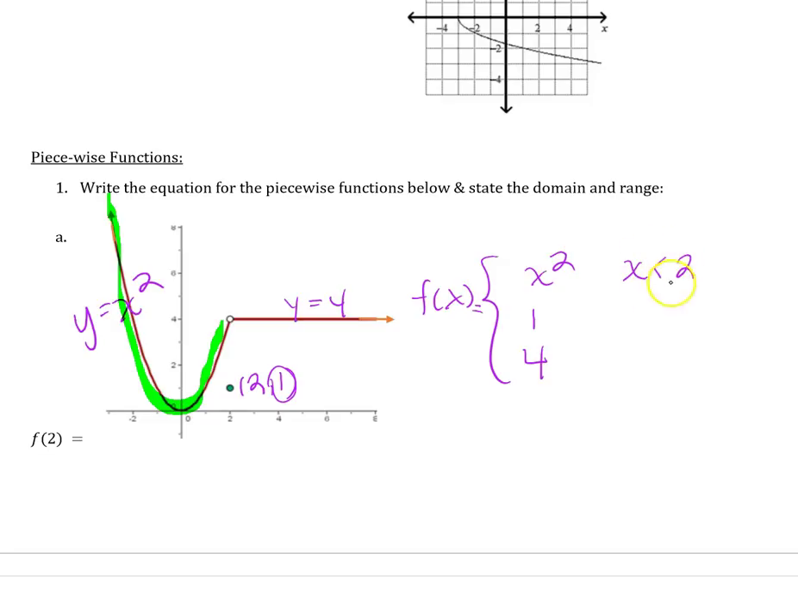Notice I used the less than symbol, not less than or equal to, because of this hole in the graph. Then it goes down to 1 at x equals 2, and that is filled in, so that's an equal sign. And then we're open again at y equals 4, so this is going to happen as x is greater than 2. If I asked you what f of 2 is, that would be where the solid dot is. So f of 2 is 1.